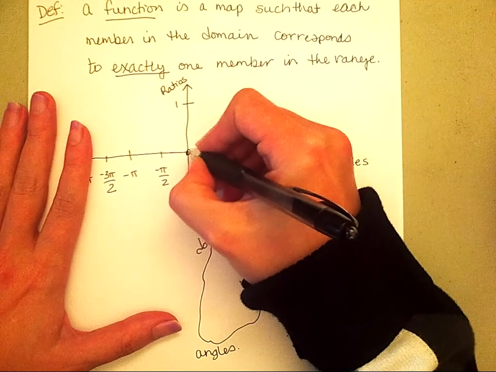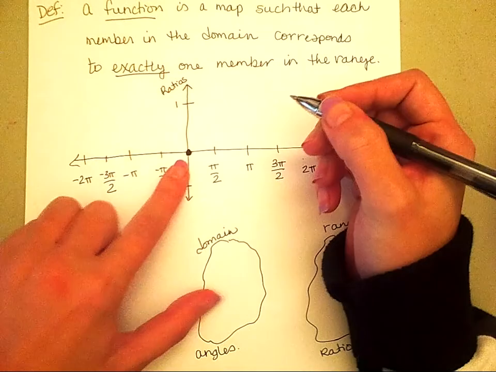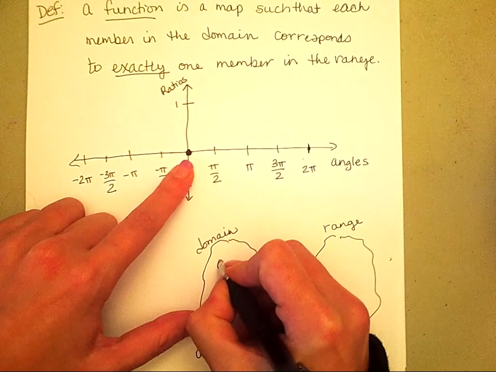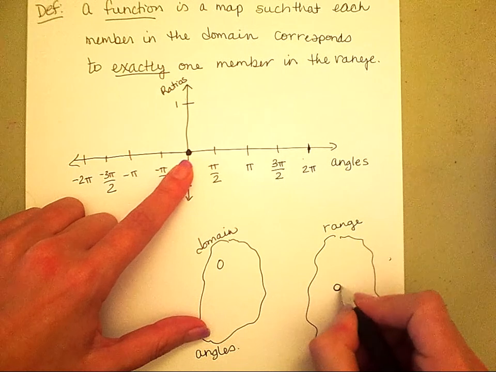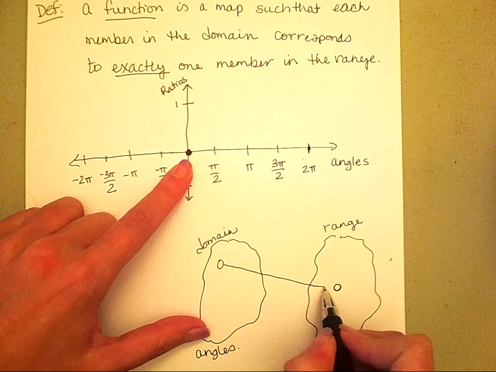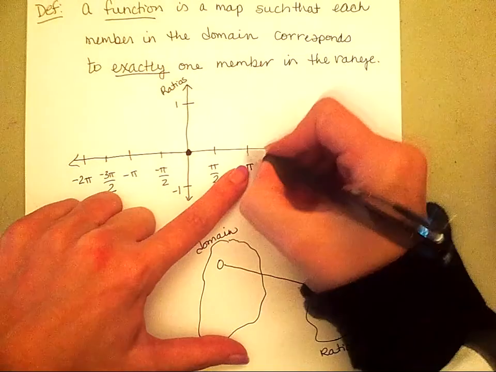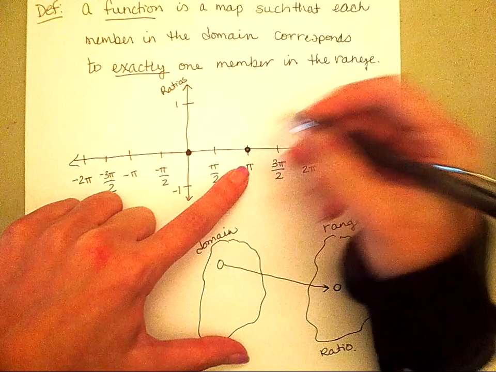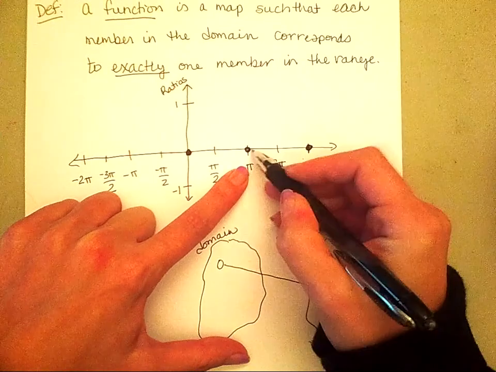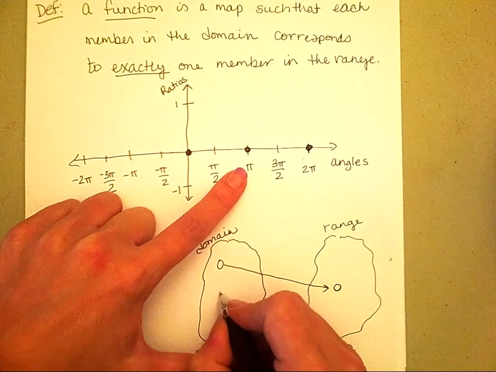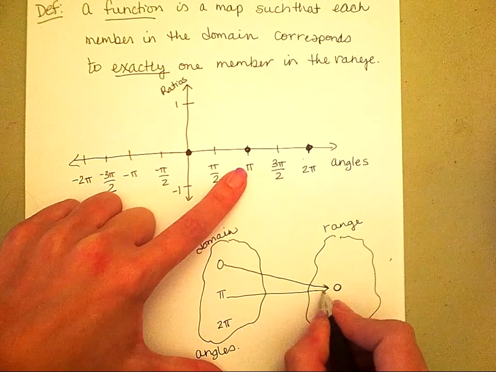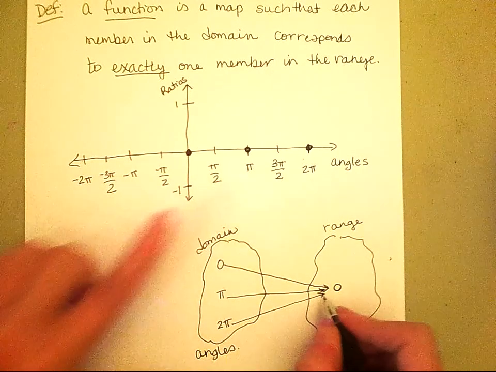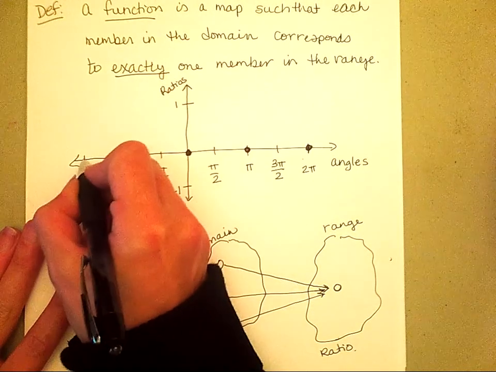Now with the sine, we know that if the angle is 0, the ratio is 0. So 0 maps to 0. But we also know that sine starts at 0, goes up to the middle and ends at 0. So also pi and 2 pi map here. Also these negative values as well.